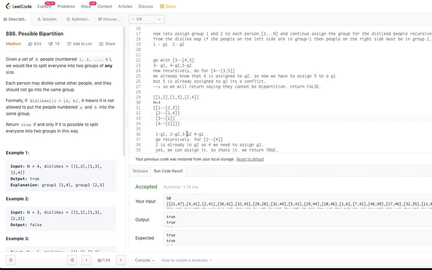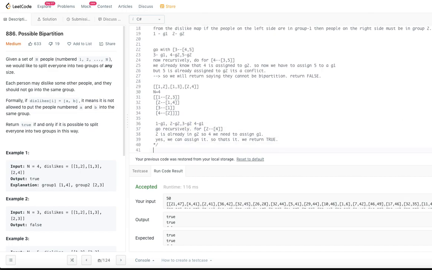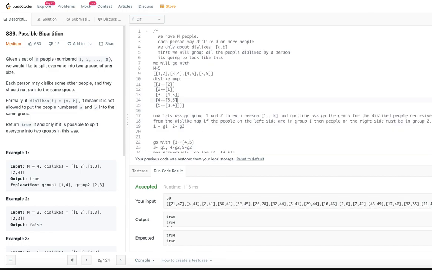And then go to 3, which dislikes 1. 3 is in group 2, and 1 should be in group 1. Yes, it is the case. Then 4: 4 is in group 1, and 2 is in group 2. Good. So they can all be in 2 groups. Essentially 1 and 4 in one group and 2 and 3 in the second group. Since it satisfies our basic logic, the answer for this will be true. So that's the approach that we are going to see.